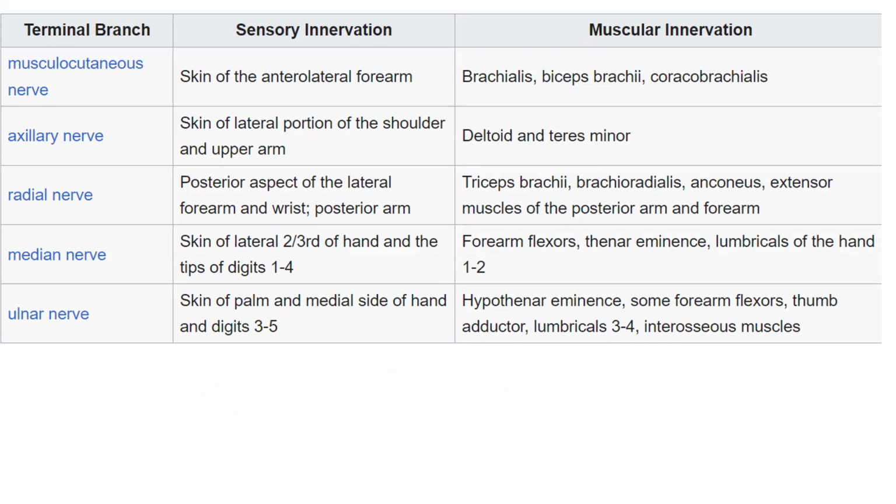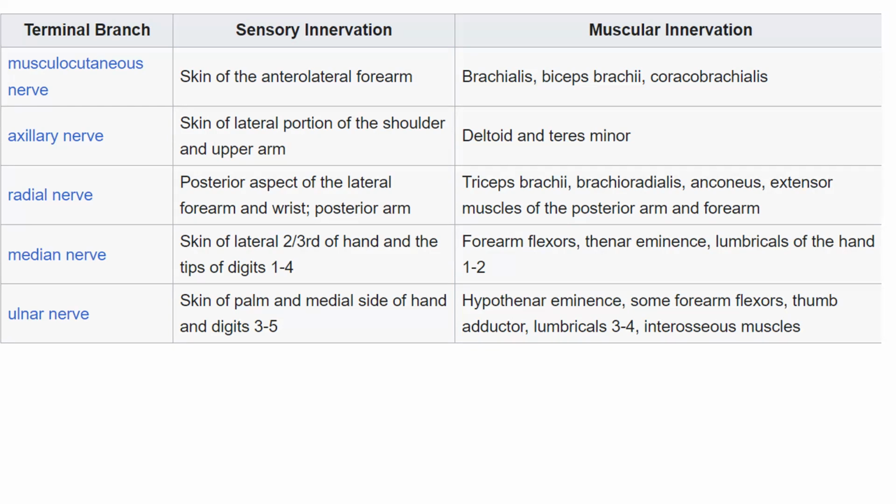You should know the musculoskeletal table. You say musculocutaneous: brachialis, biceps, coracobrachialis; axillary nerve: deltoid and teres minor; the radial nerve: posterior aspect of lateral forearm and wrist, triceps brachii, brachioradialis, anconeus, etc. And the median nerve supplies the lateral 3.5 fingers sensory-wise, and it also supplies the muscles of the thenar and of opposition. So pay attention.